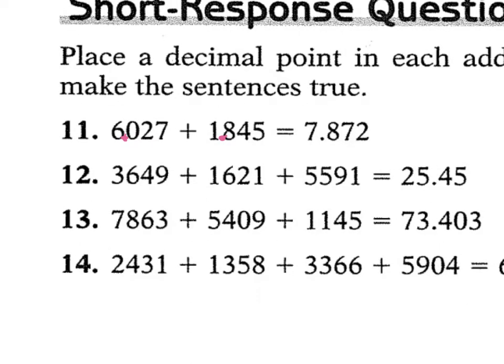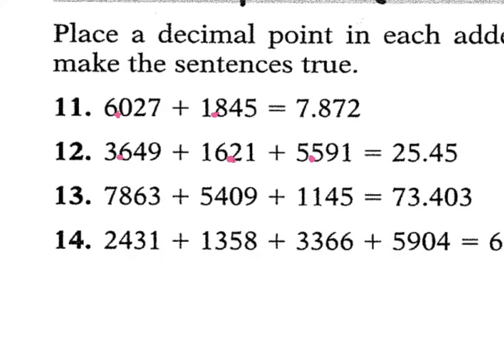For 12, we're going to do the same thing. So 36 would be too big, so I'm going to add the decimal there, so now I have 3.649. Again, 55 would be too big, so I'm going to put our decimal in between the two 5s, so I have 5.591. And then, so I have a 3 that we're adding and 5, so our next number is going to have to be kind of big to get it to equal 25, so I'm going to put it right there, so we have 16.21. So if we added 3.649 plus 16.21 plus 5.591, we would get 25.45.